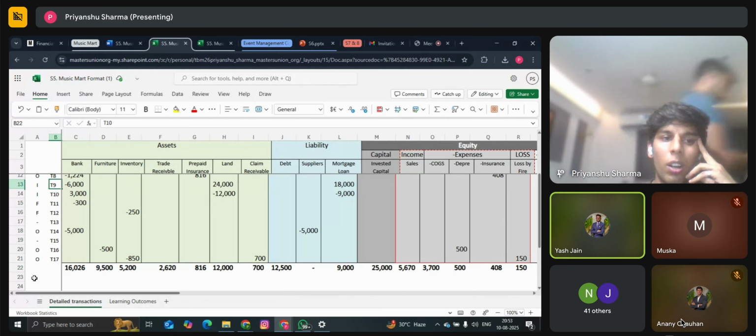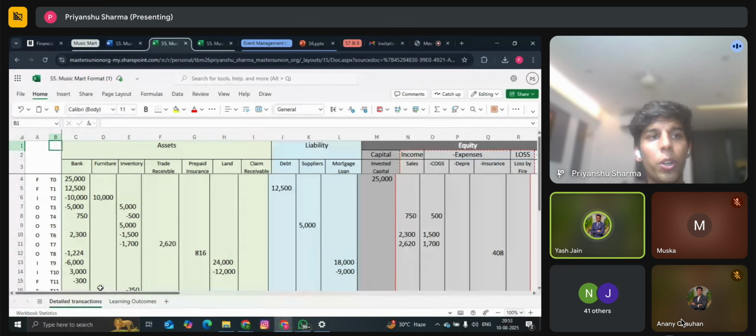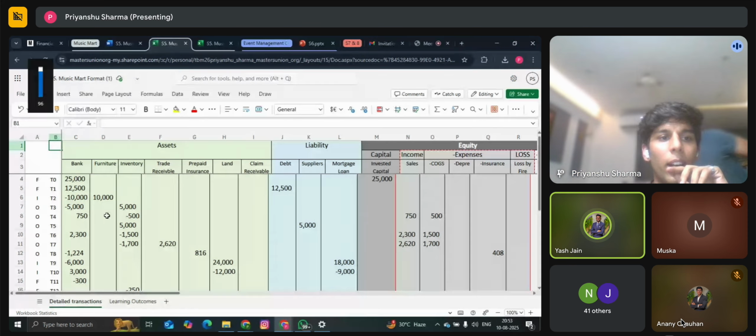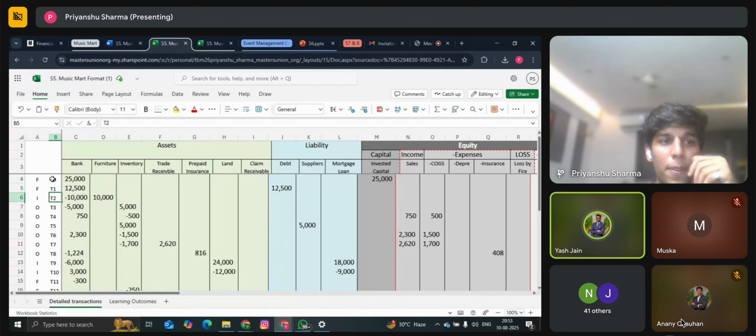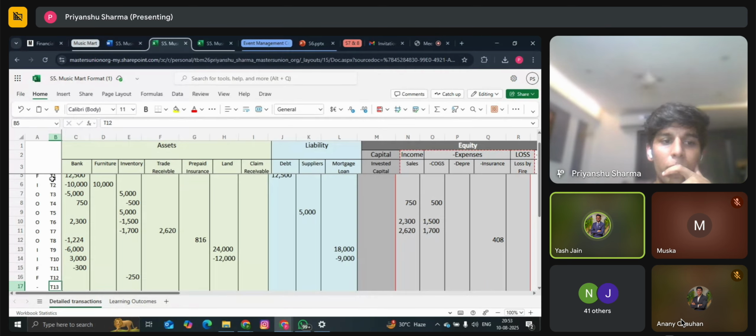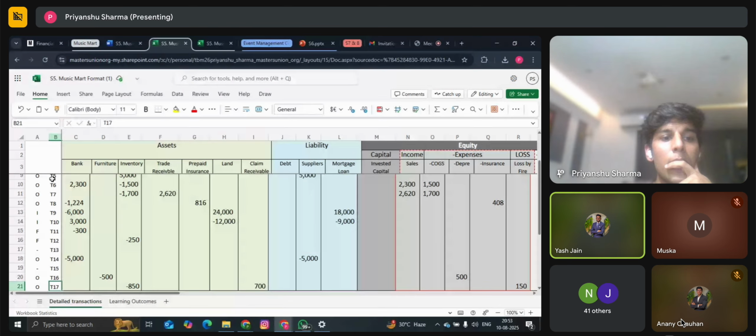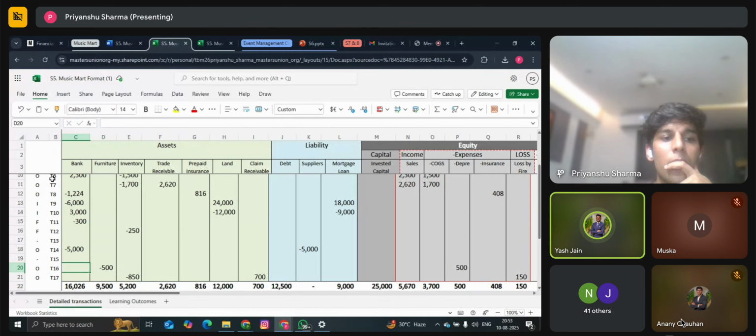Yeah, one thing. So, thank you, Priyanshu, first of all. Just wanted to know about the one where there was a depreciation. Should it be investing because we have already invested in the furniture? So, what's the logic behind operating?